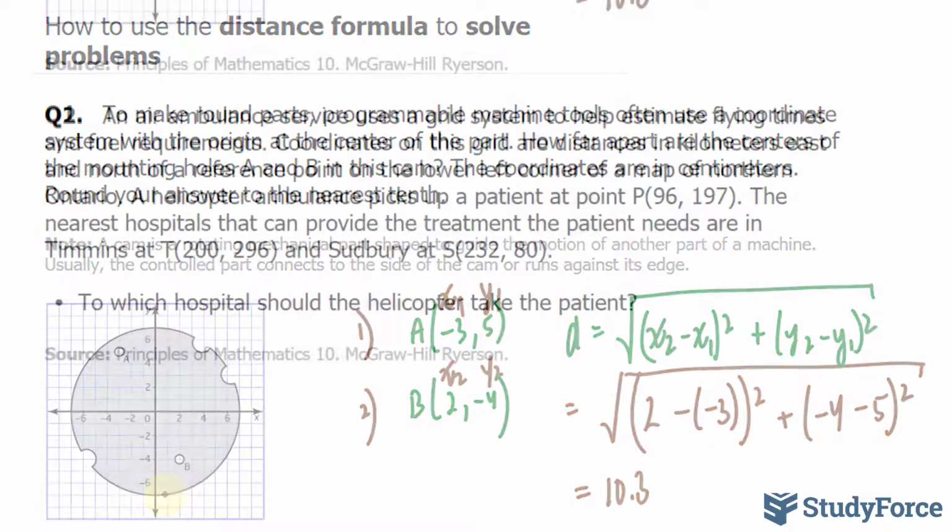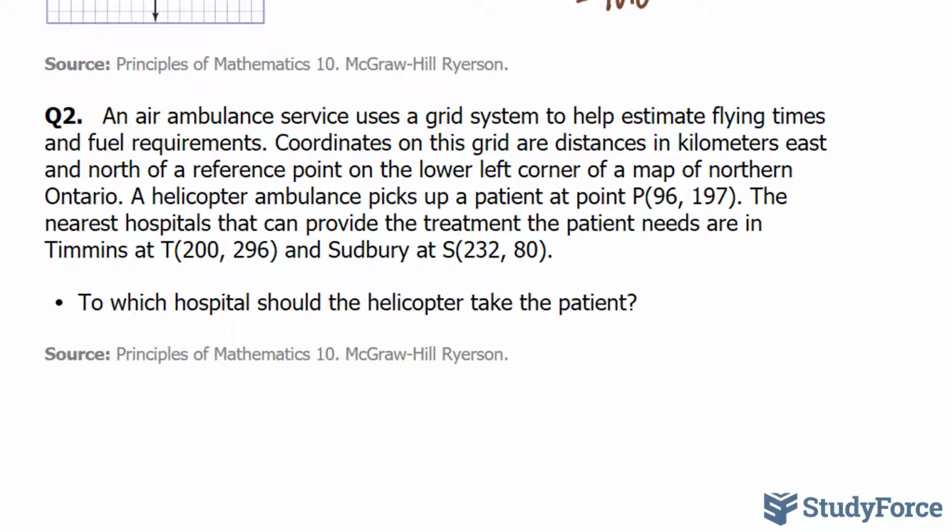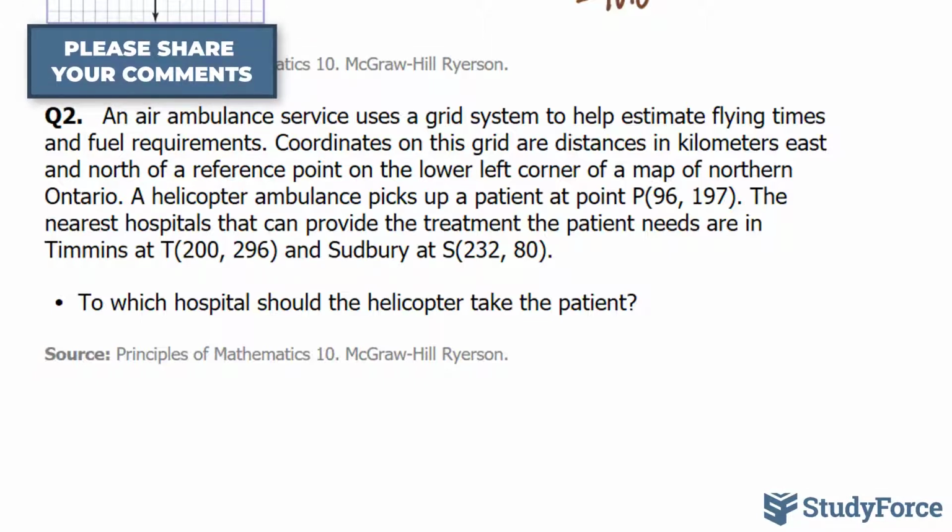The next question reads, an air ambulance service uses a grid system to help estimate flying times and fuel requirements. Coordinates on this grid are distances in kilometers east and north of a reference point at the lower left corner of a map of northern Ontario. A helicopter ambulance picks up a patient at point P, which has the coordinates 96 and 197. The nearest hospitals that can provide the treatment the patient needs are in Timmins at the coordinates 200 and 296, and Sudbury at the coordinates 232 and 80. To which hospital should the helicopter take the patient?